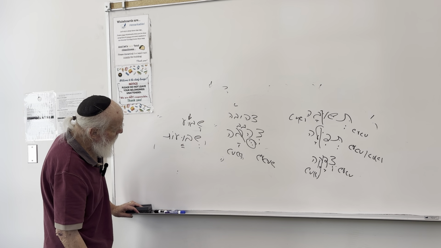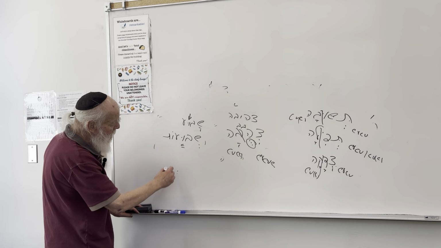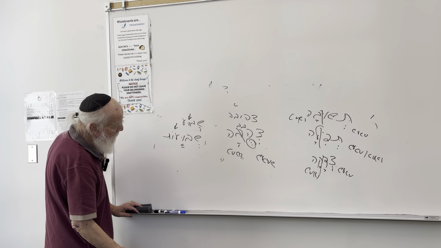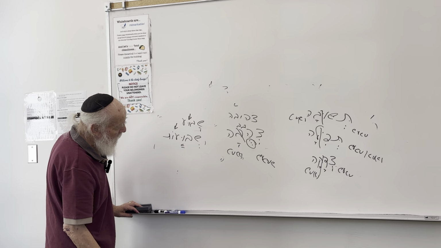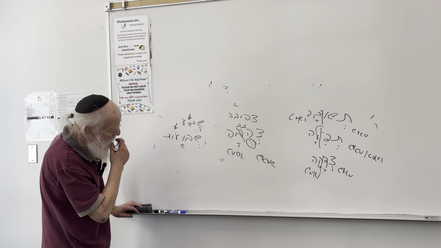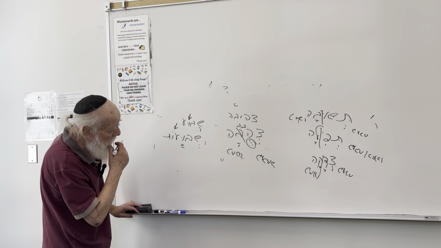And the accent is on the last syllable. Long vowel, closed, irregular, should be accented. Shavua and shavuot. There's no kibutz here.